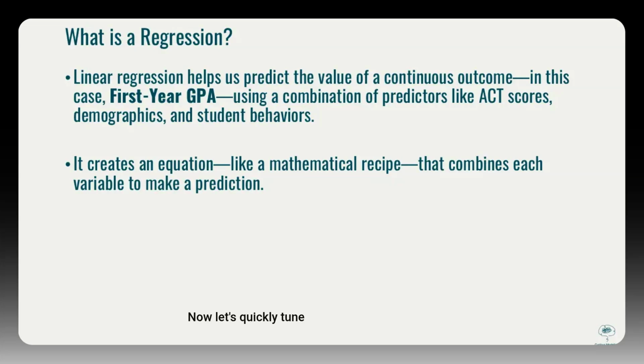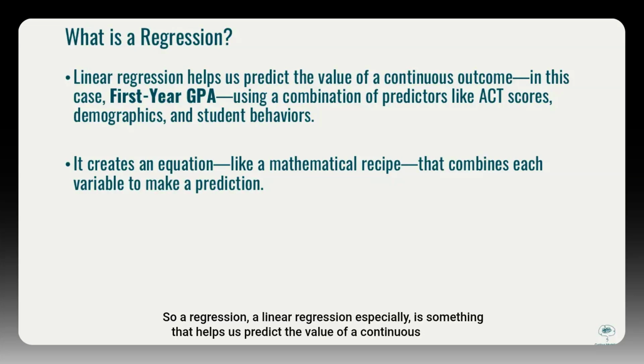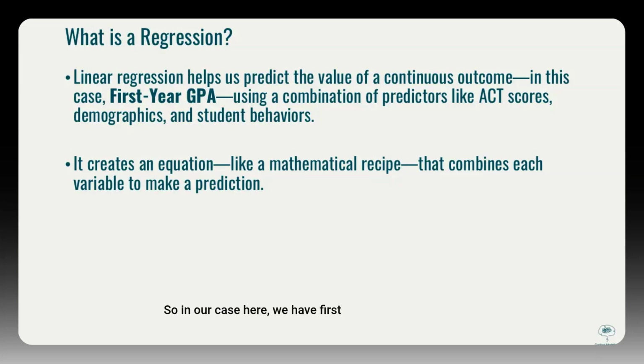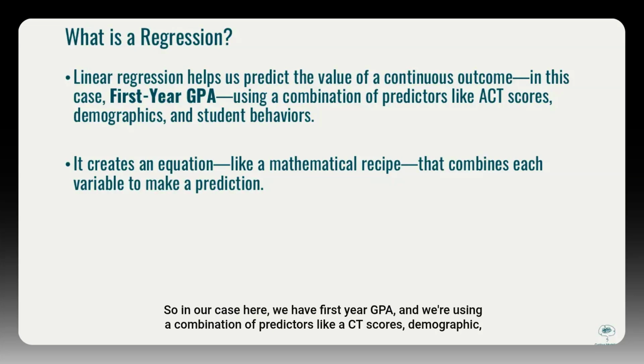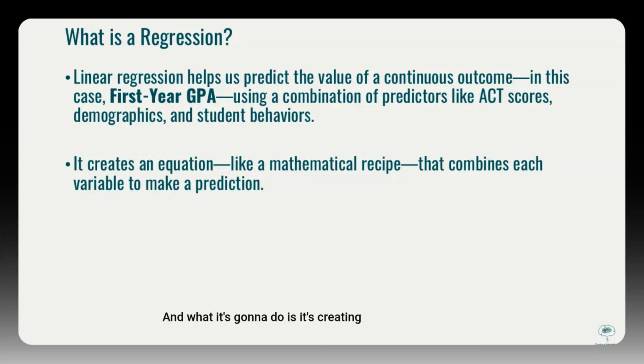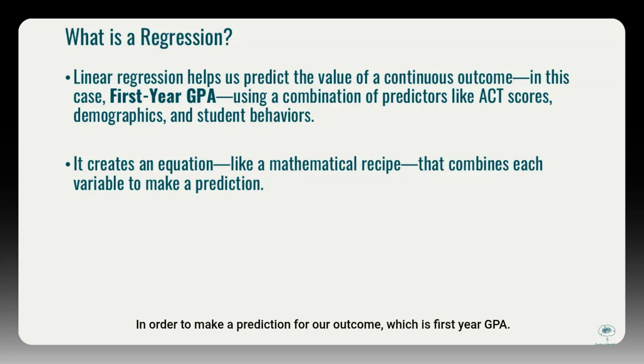Now let's quickly tune back to what is a regression before we transition to what is a regression equation. So a regression, a linear regression especially, is something that helps us predict the value of a continuous outcome. So in our case here, we have first year GPA, and we're using a combination of predictors like ACT scores, demographics, student behaviors, academic preparedness, what have you. And what it's going to do is it's creating an equation, which we consider like a mathematical recipe that combines each variable in order to make a prediction for our outcome, which is first year GPA.